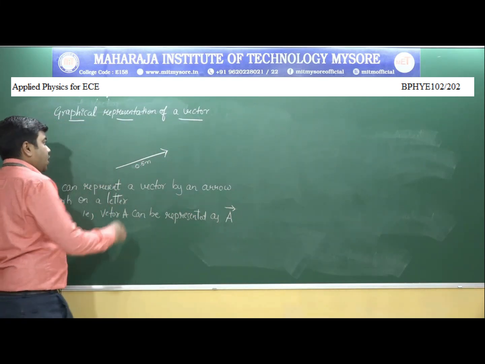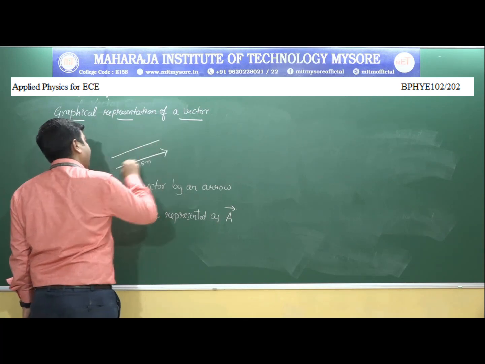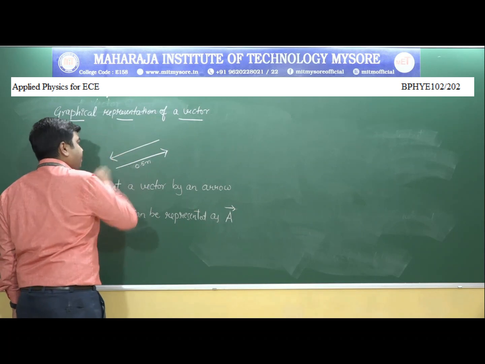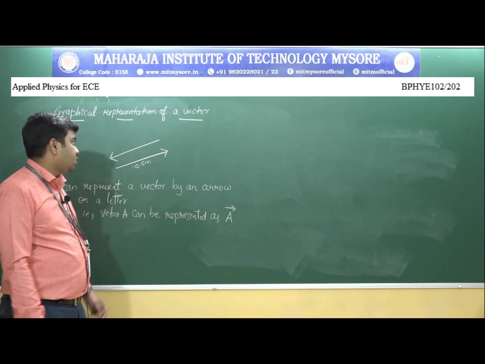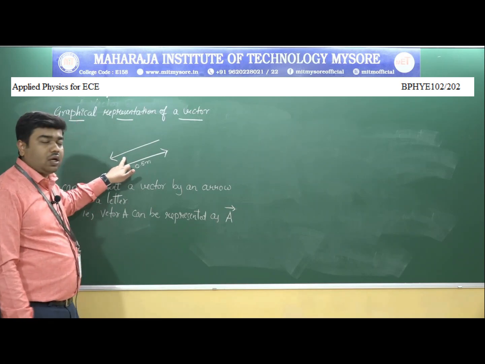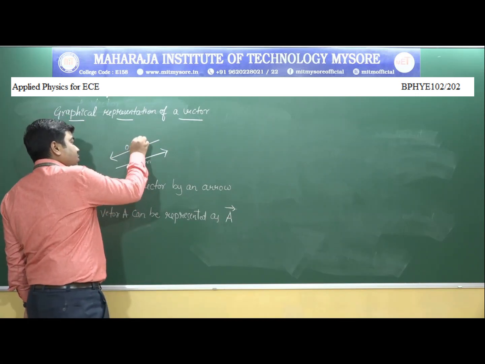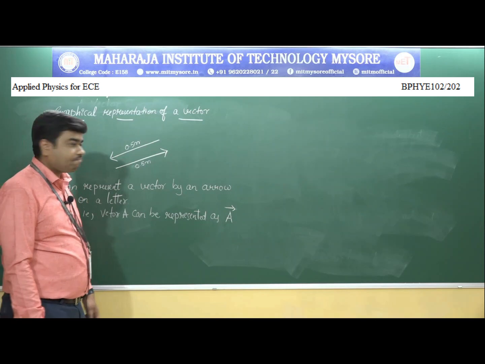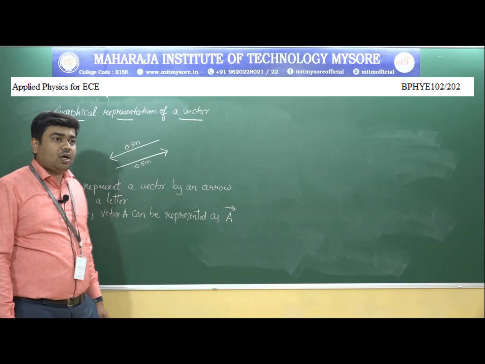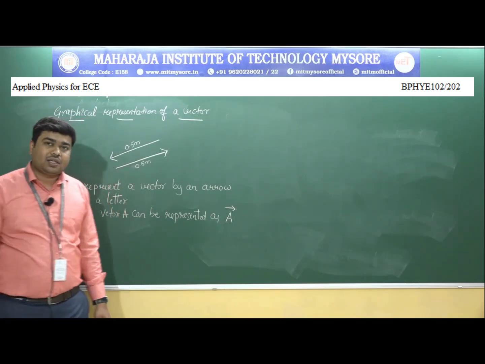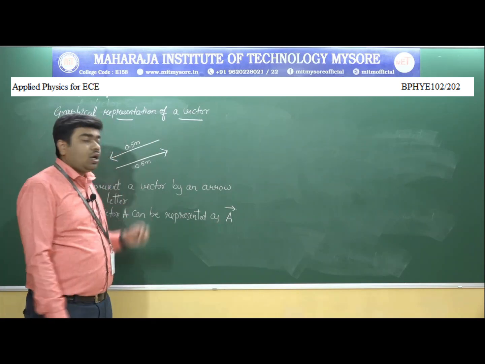Now, let us say there is another vector of the same length but with an opposite arrow mark. So, we draw another vector of the same length. It also has a length of, for example, 0.5 meter, but here the arrow mark is different. The change in the arrow mark does not indicate the vector has a negative value. The change in the arrow mark indicates the vector is in the opposite direction to the initial vector.